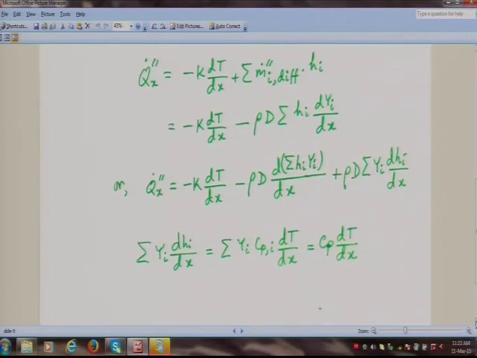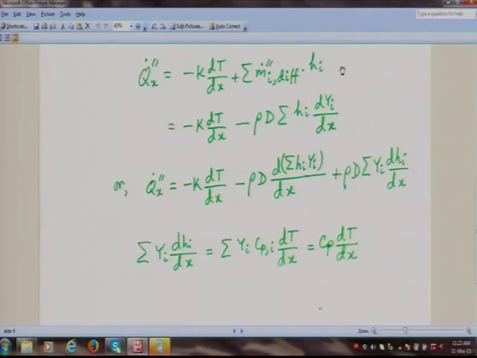Let us look at this now. This is q dot x double prime. The first line is q dot x double prime. We have done that some time back. I said that this is a combustion sort of situation. There are many species flowing, so there are diffusion mass fluxes of individual species. Each individual species carries enthalpy h I.